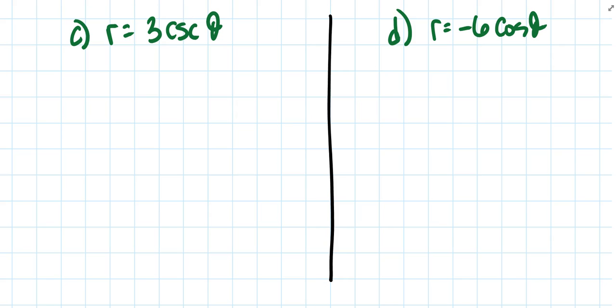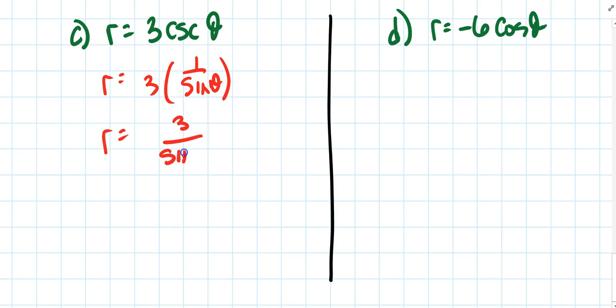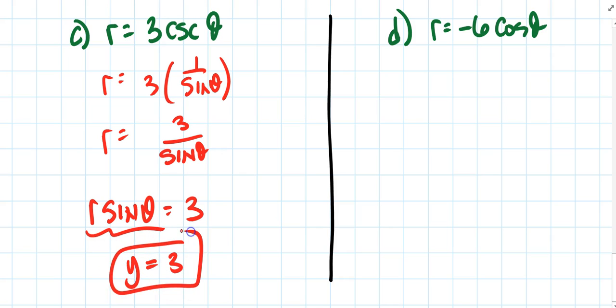Okay, example C says r equals 3 cosecant theta. So for us, we know the following. We know that r is going to be 3 times cosecant of theta, which is 1 over the sine of theta. So therefore, r is equal to 3 divided by the sine of theta. And then therefore, I can multiply both sides by sine theta and get r sine theta is equal to the number 3. And I know that every r sine theta is worth a y. So therefore, y is equal to 3. So that one wasn't too bad.